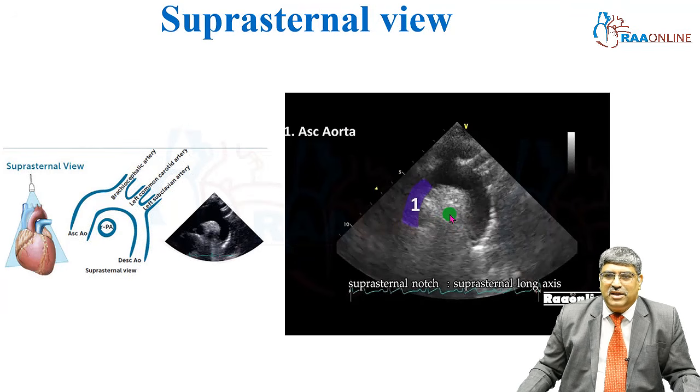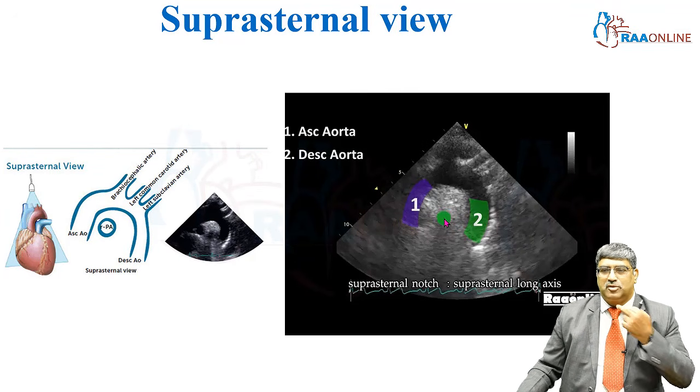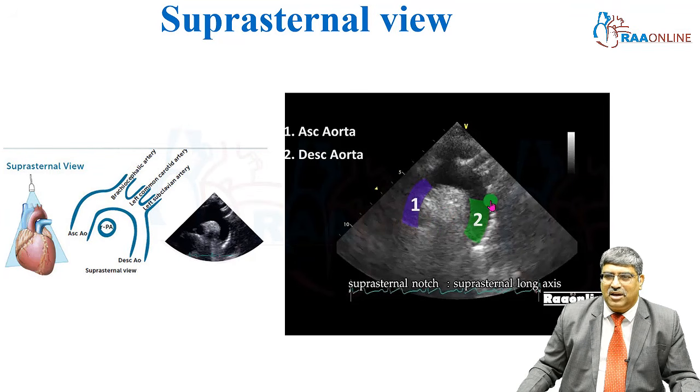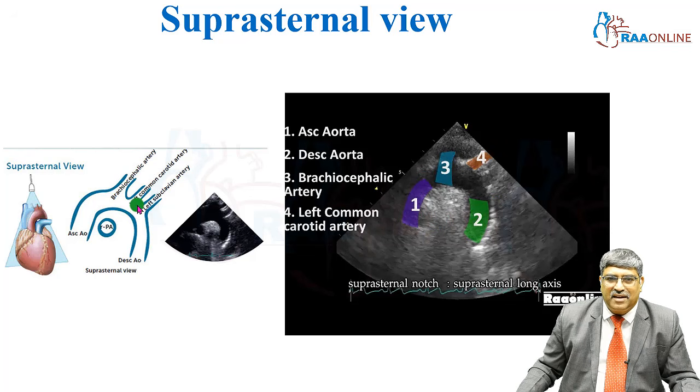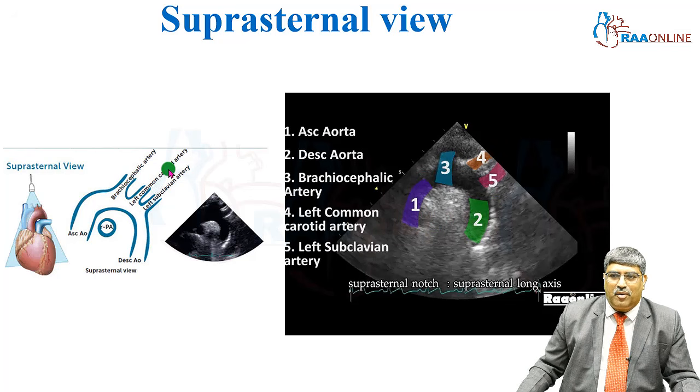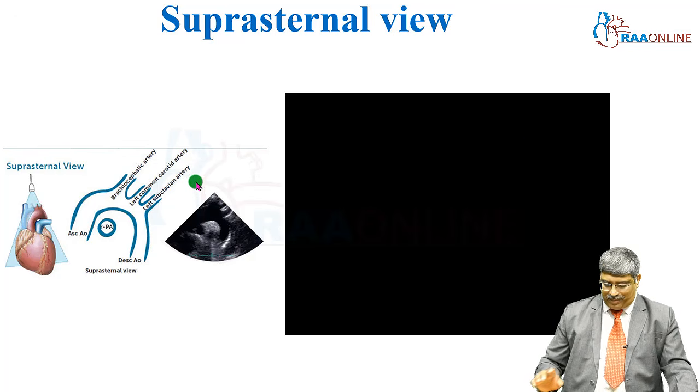The last view is the suprasternal view. You place the probe on the suprasternum. This is the ascending aorta, this is the descending aorta, and this one is the brachiocephalic, followed by the left common carotid and the left subclavian artery.